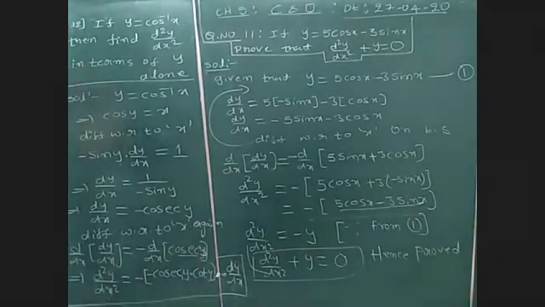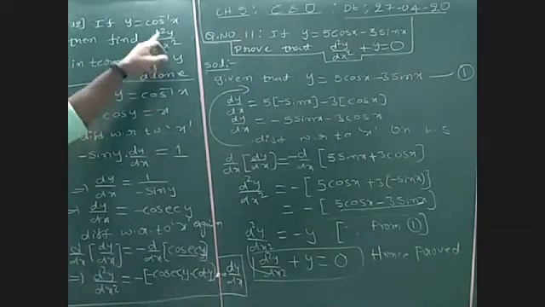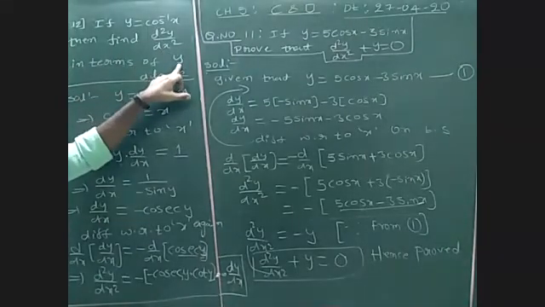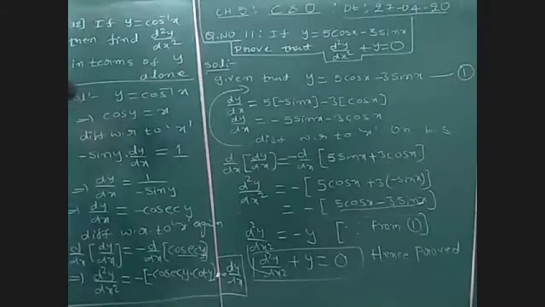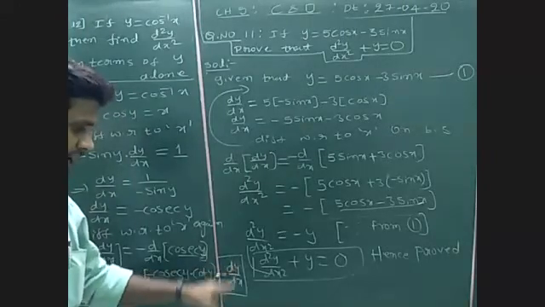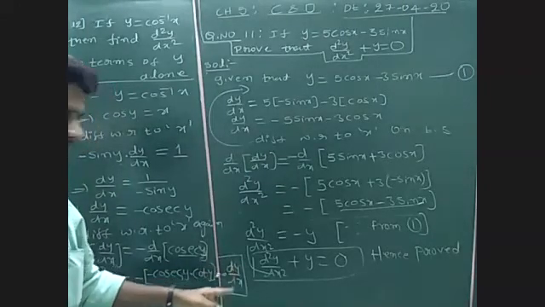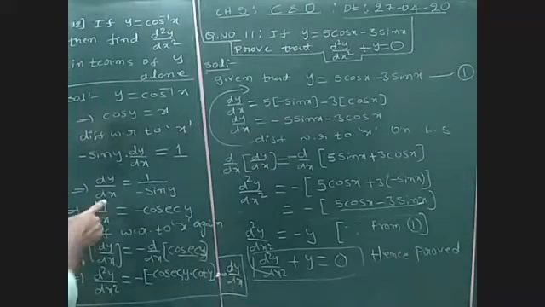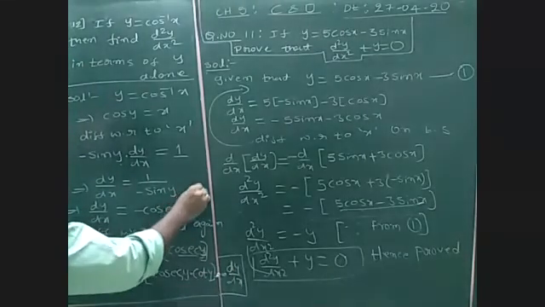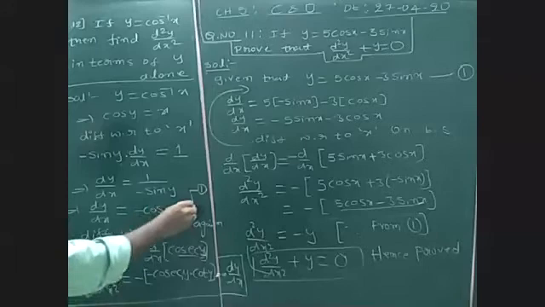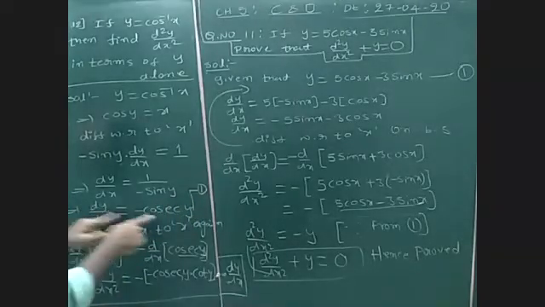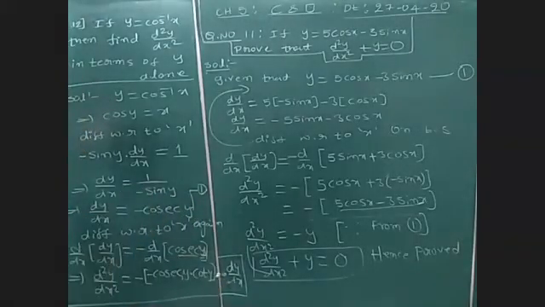Now we can simplify this. But they want d square y by dx square in terms of only y, right? But here we have dy by dx. We can remove this dy by dx by taking it as equation 1 and substituting this dy by dx value. That is the answer.